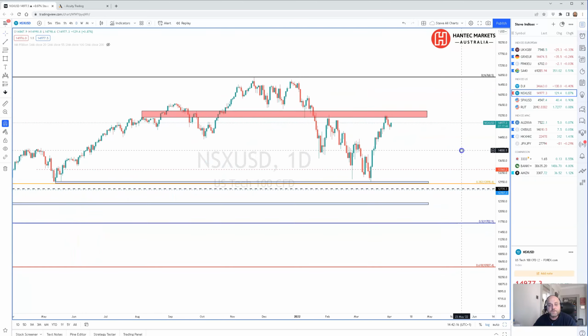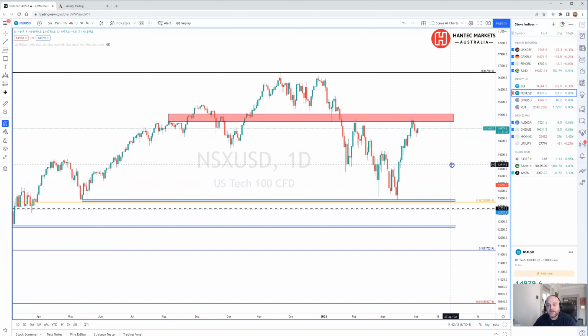That's about it for the trade of the week. That's the Nasdaq, and as I say, mostly bearish overall bias on the higher time frames, but quite a little bit more positive on the lower time frames.